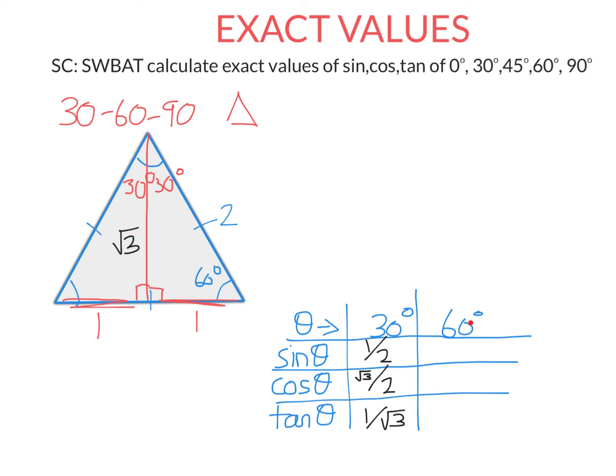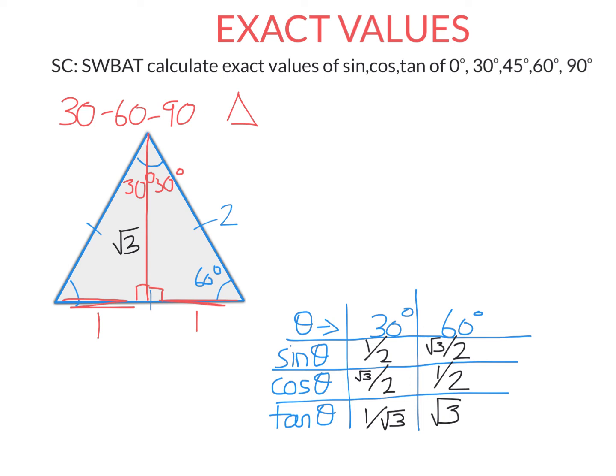So now we're going to look at if theta was 60 degrees. Let's turn our attention to this angle here. So sine of 60 is opposite over hypotenuse, root 3 on 2. Cos of 60 degrees, adjacent over hypotenuse, is 1 over 2. And tan of 60 degrees, opposite over adjacent, is just root 3 over 1 or root 3. So there we have the exact values for sine, cos, and tan of 30 and 60 degrees. Make sure you memorize them and make sure you learn the others as well.